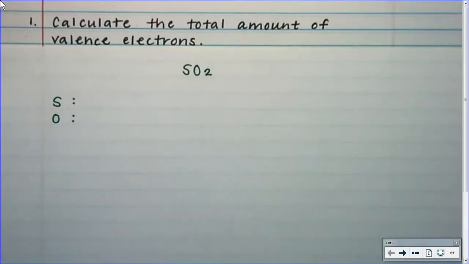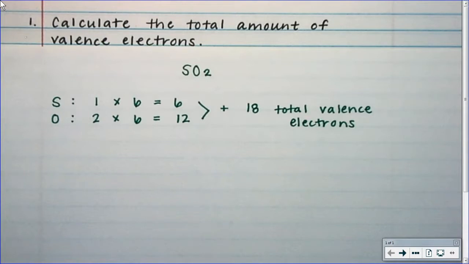Let's go ahead and do SO2. It's going to be a little bit more challenging, so pause the video as you see fit. We need to go ahead and split this apart into sulfur and oxygen and do our math that we did before. Let's go ahead and work through the math quickly.